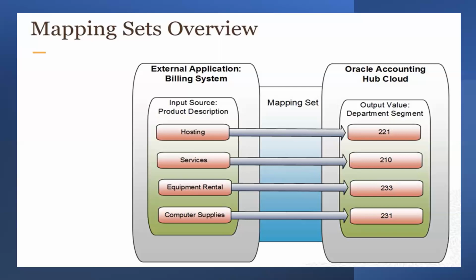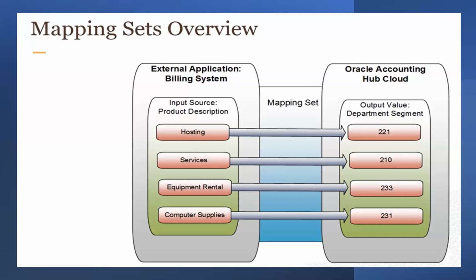So if the input would be from the external application, as shown in the slide, the hosting services and equipment rental and computer supplies, etc., then the respective values should be represented in the Oracle Cloud application at the time of generating the accounting entry. So these are the mapping input and output. The left part, the external application, would be the input part, and the output would be the departmental segments. We are just taking an example of departmental segments: the hosting department, service department, equipment rental department, and computer supplies department. These are all departments responsible for different activities, right? So for that reason, we need to map the respective external application sources with the Oracle Cloud application values or account values, code combination, whatever the values we can take.